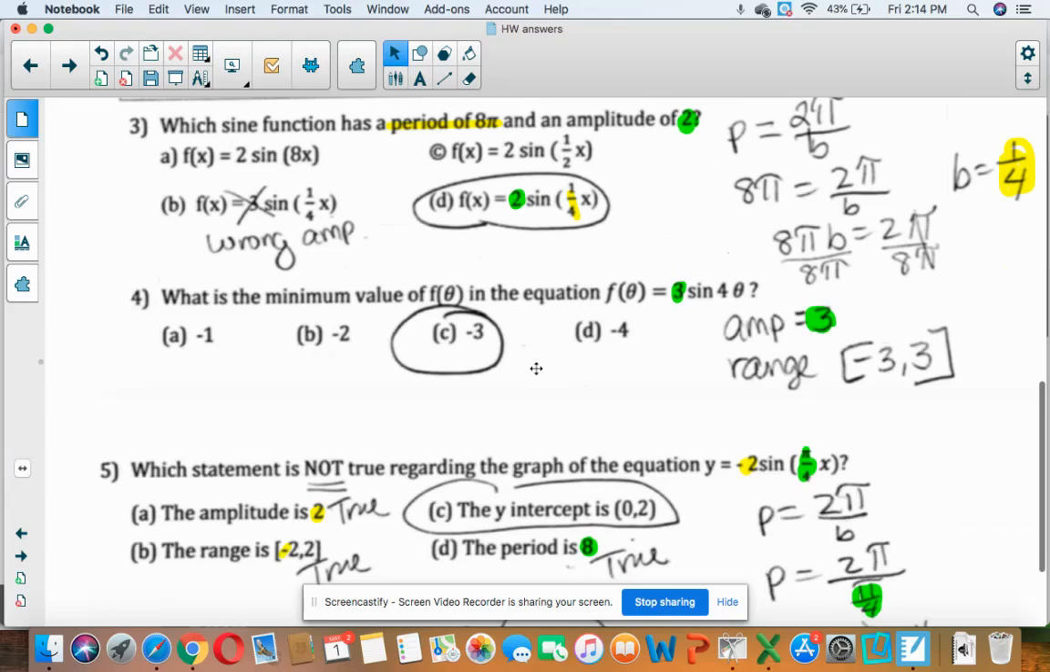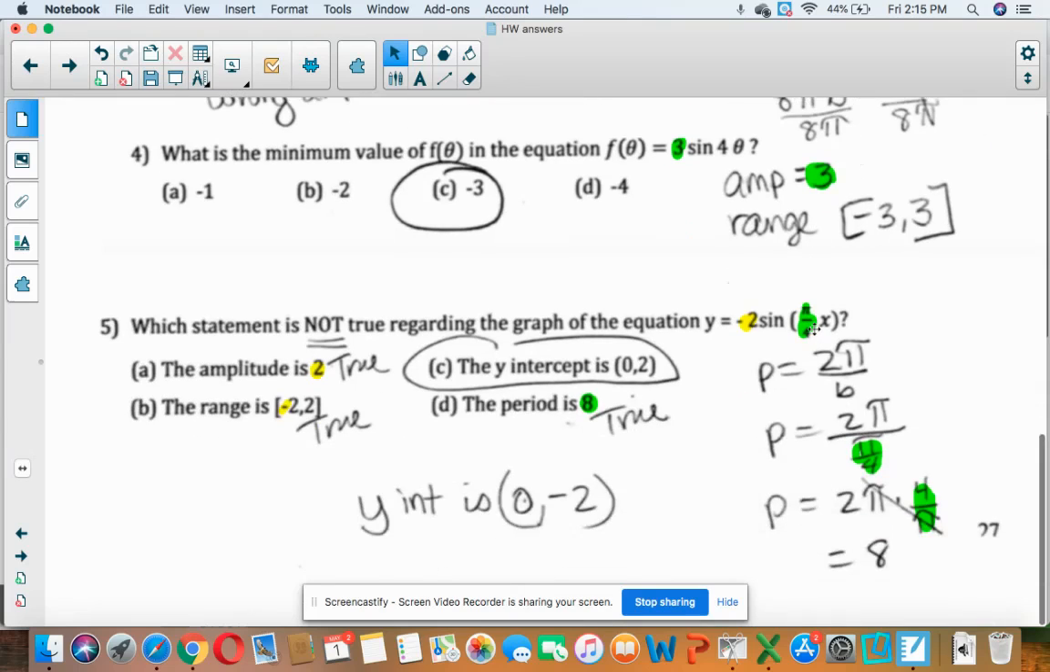What is the minimum value of the equation f of theta equals 3 sine of 4 theta? So this has an amplitude of 3, so that means my range is going to go from -3 to 3. My normal range is from -1 to 1, but this has a different height.